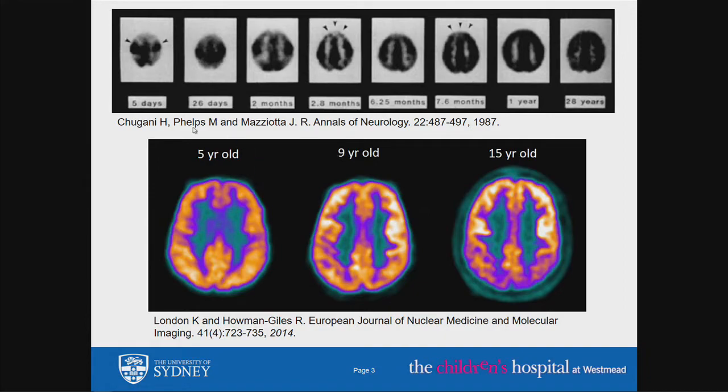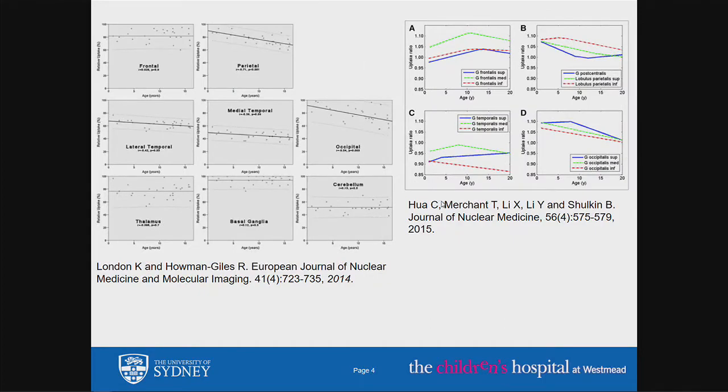In that in the younger children you have relatively reduced intensity of FDG accumulation in the frontal lobes compared to the parietal occipital regions, which then as you get older into adolescence, it switches so that the parietal occipital lobes are less intense, and believe it or not, adolescents have surprisingly high activity in their frontal lobes.